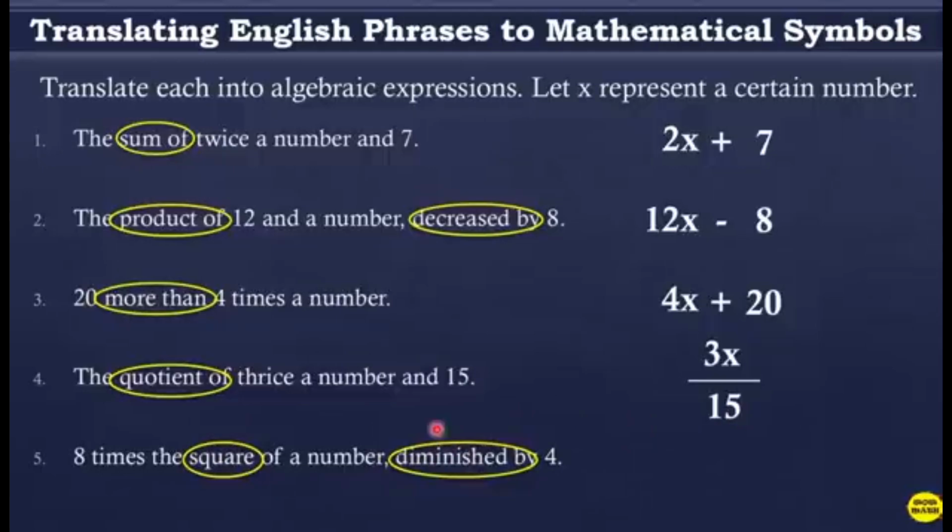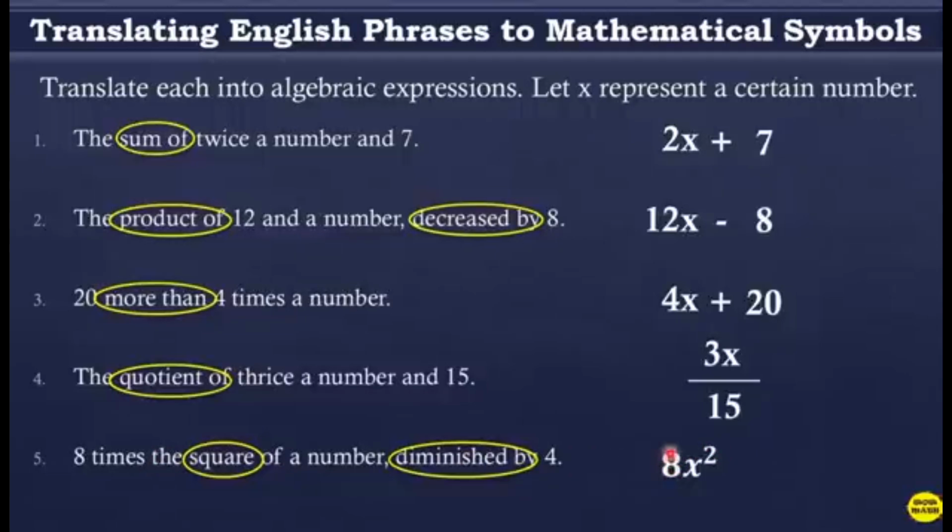Next is 8 times the square of a number diminished by 4. So we have here the square and the term or the word diminished by. So when we say square, meaning exponent. So the exponent is 2. So what you can see, we have square of a number, comma, and then diminished by 4. We have 8 times the square of a number. We have 8 times x squared.